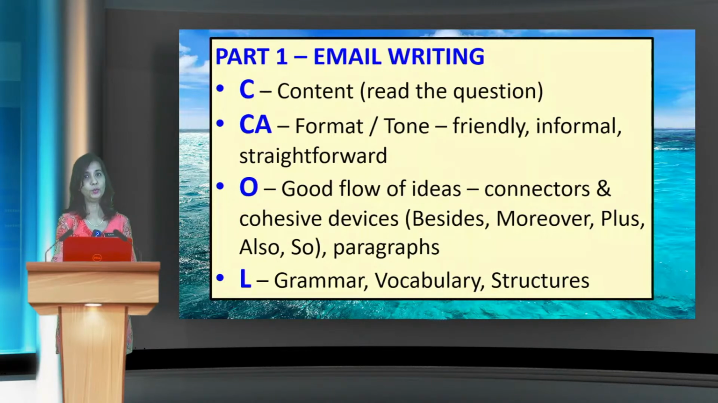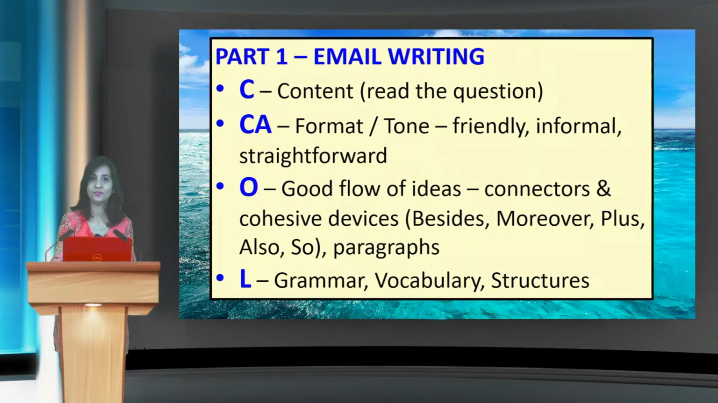As we know, there are 4: C, which stands for content, CA for communicative achievement, O for organization, and L for language. Okay, so for content, how to get marks for content? You need to read the questions well and understand. Then you answer according to the question. For CA, what's important is your tone, whether it's formal, informal, and so on. For email writing, it should be very friendly, informal, and very straightforward. It's like talking to someone but in a written form.